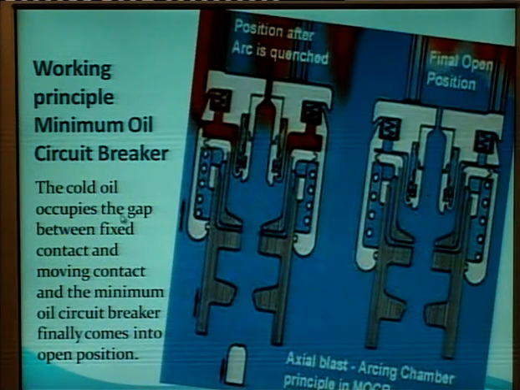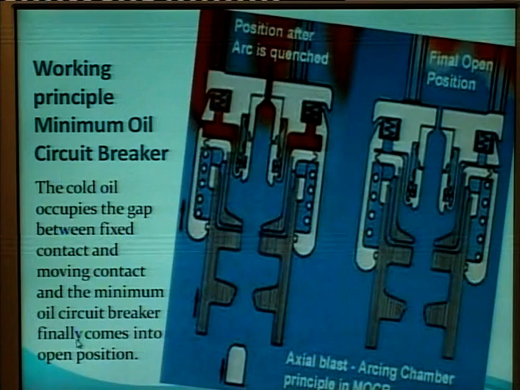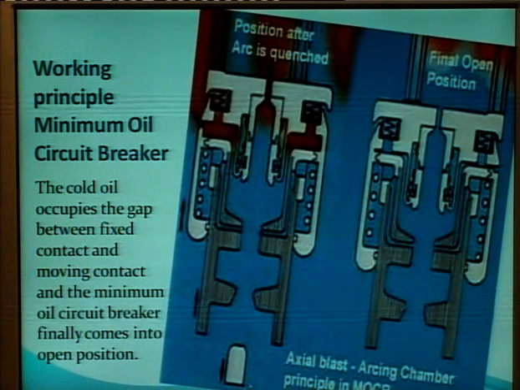So in this way, the cold oil occupies the gap between the fixed contact and the moving contact, and the minimum oil circuit breaker finally comes into the open position. So in this way the arc is now extinguished. Now this is the final open position of the minimum oil circuit breaker.